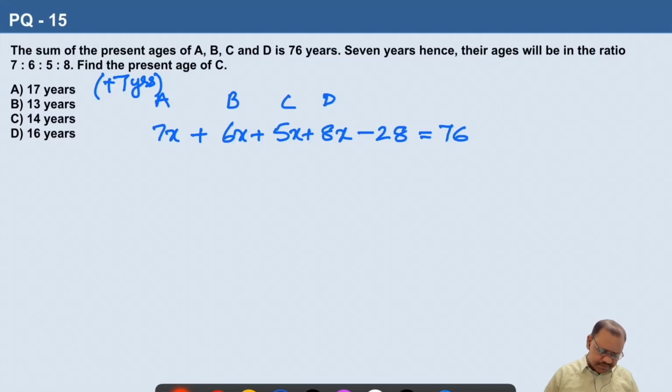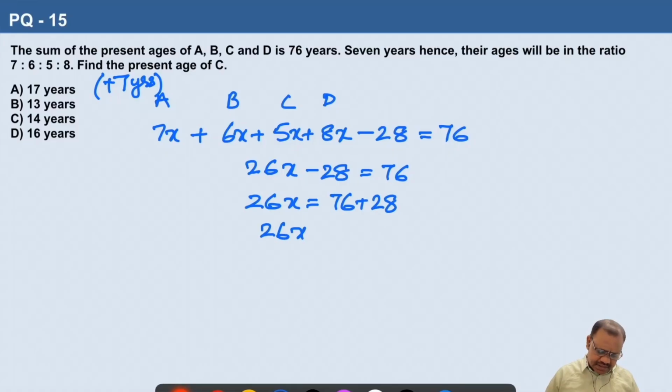So from the sum of the ages 7 years later, if you subtract 28, you will get the sum of the present ages. Now simplify this. 7 plus 6, 13. 8 plus 5 also 13. 13 plus 13, 26. 26x minus 28 is equal to 76. 26x is equal to 76 plus 28, that is 104. x is equal to 104 by 26. 26 4s are 104. x is equal to 4.